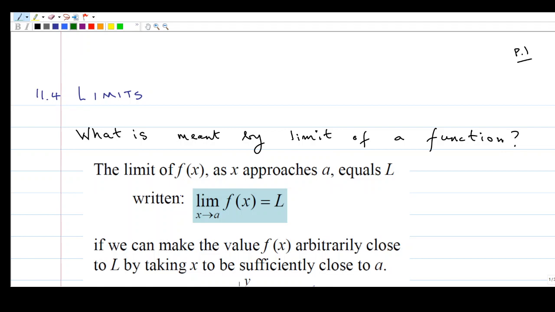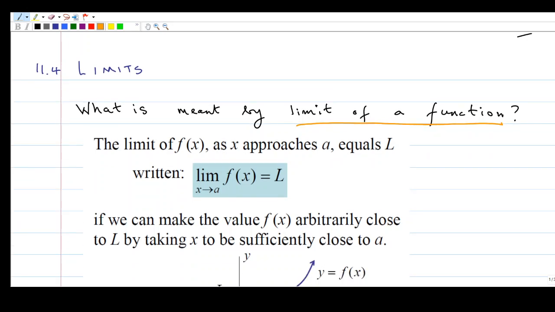11.4 Limits. First question, what is meant by limit of a function?